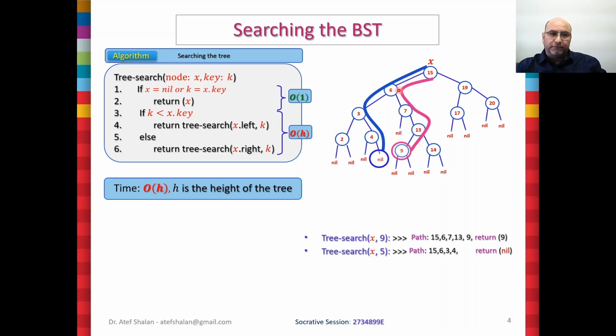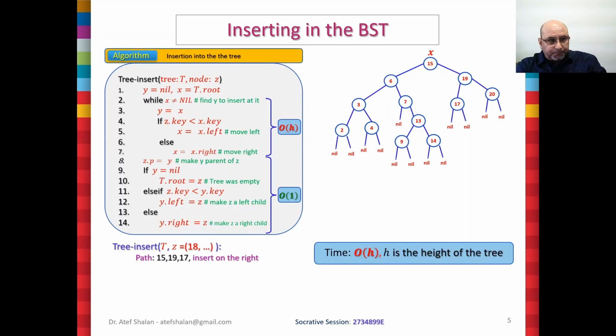6 is larger than 5, again, then it goes to the left. 3 is less than 5, then it goes to the right. 4 is less than 5, then it goes to the right, and it finds nil at the end of the tree. Of course, this is going to be returned. So in this case, the algorithm works fine, and we notice that the algorithm takes order of big O of h.